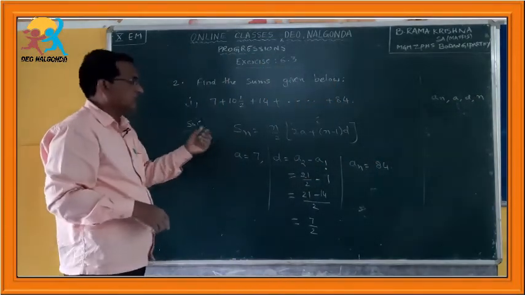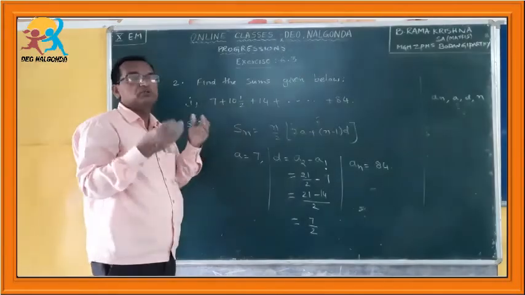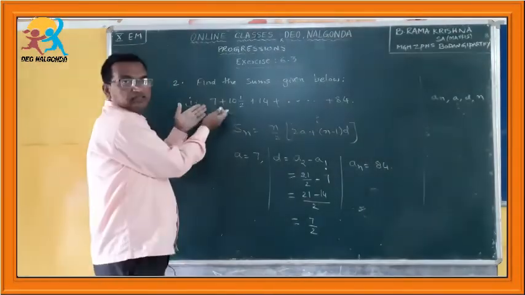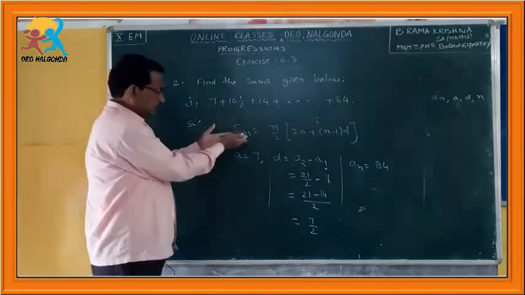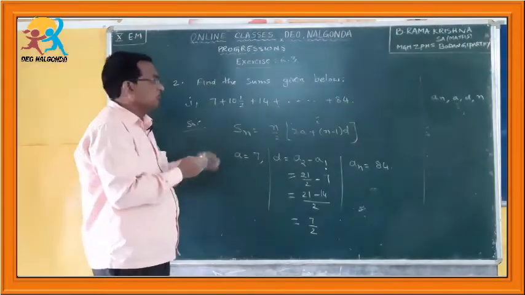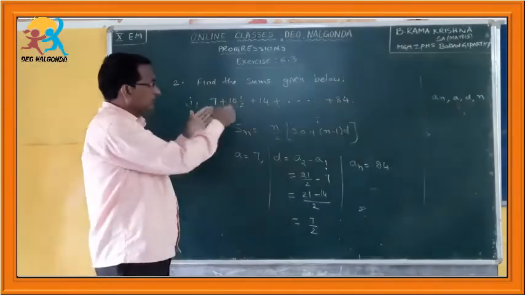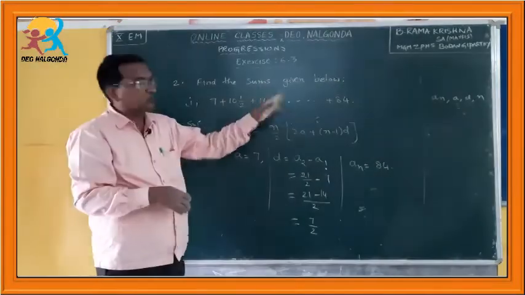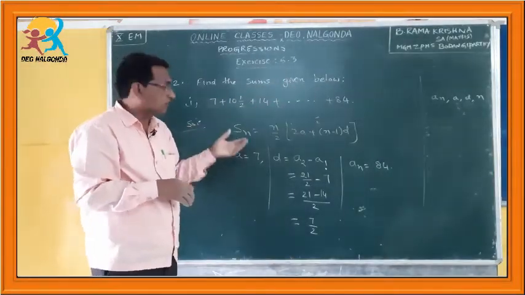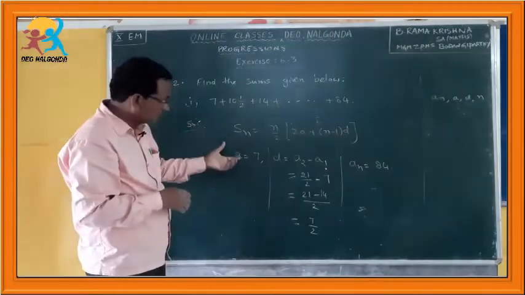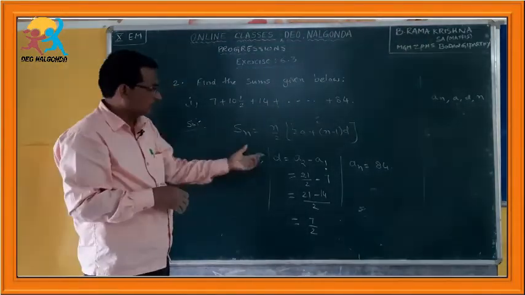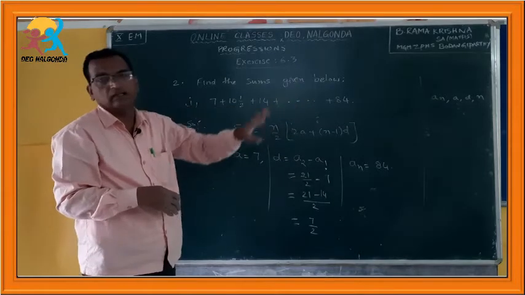To find the sum to n terms, we should know how many terms there are. Here n is not known, which means you cannot tell by counting or by writing out the whole arithmetic progression. You have to find n with the given things. What are given? A, D, and An are given.